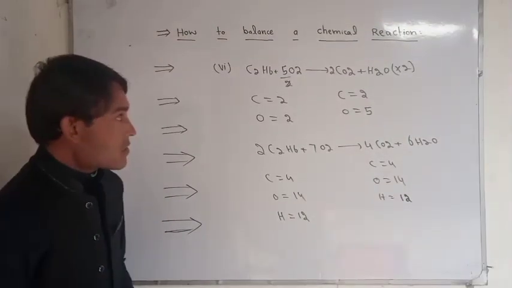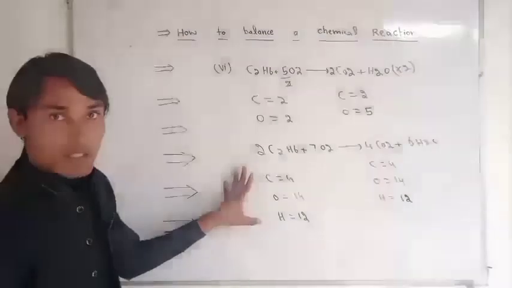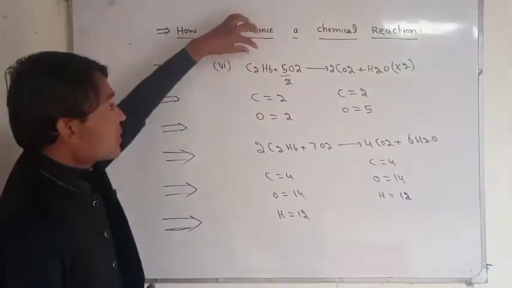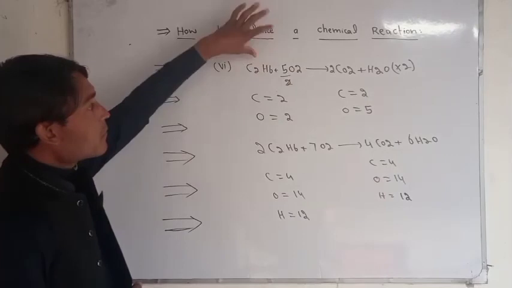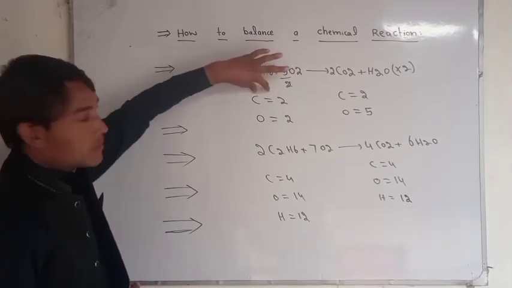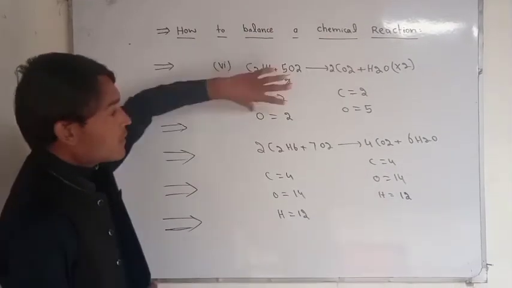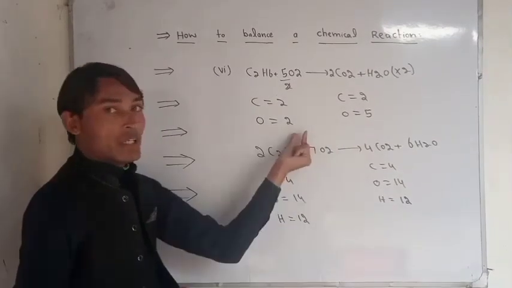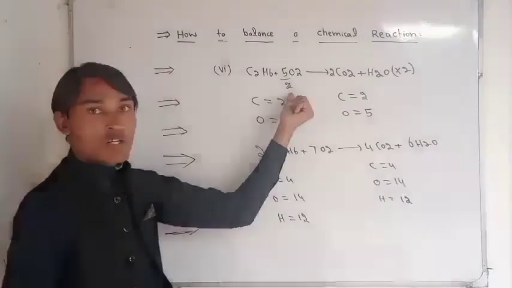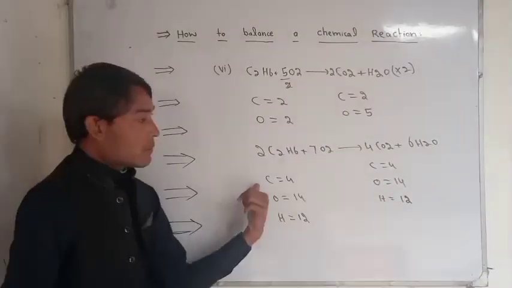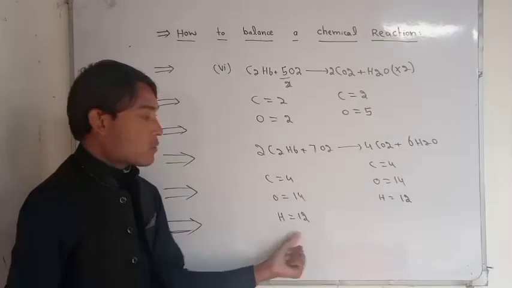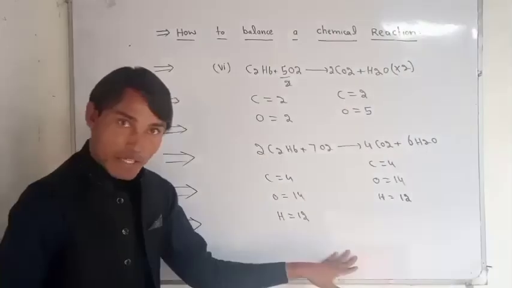This reaction is a bit difficult, but we have to notice that every reaction is possible to balance. First, we counted the number of carbon, which was 2 and 2. Then oxygen, where the problem was 5 and 3. Then we multiplied the reaction by 2, and we got carbon 4, oxygen 14 and hydrogen 12. So this was a little bit difficult reaction.